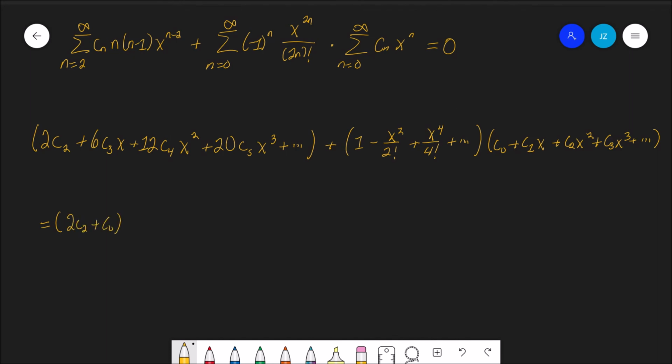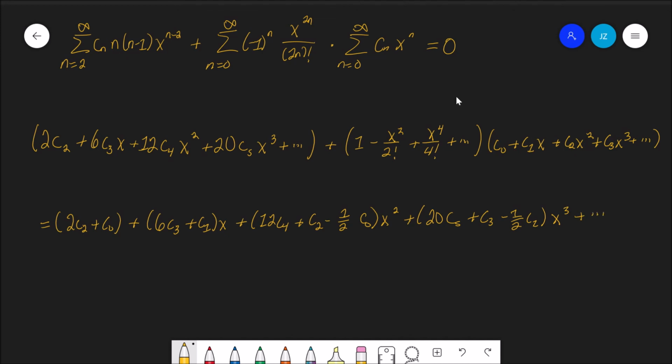So we're going to group all terms together, so that's our constants, our x terms, our x squared terms, our x cubed terms, and so on and so forth. And remember now, this whole thing has to equal 0. So now we do coefficient comparison.